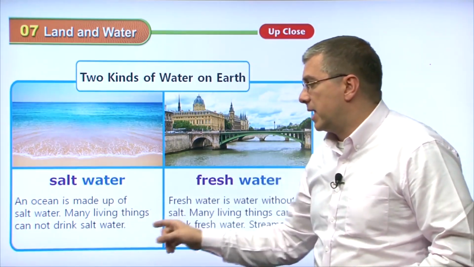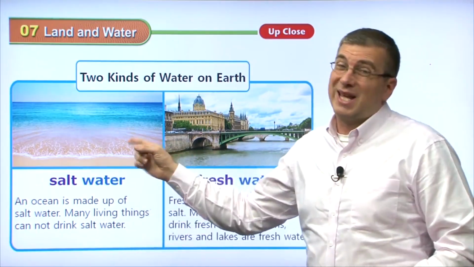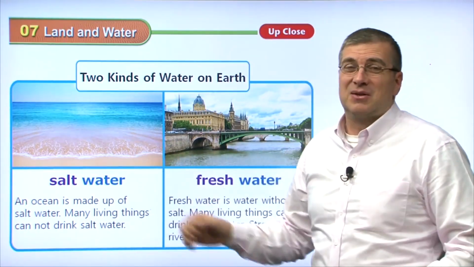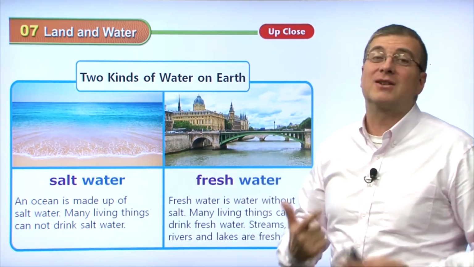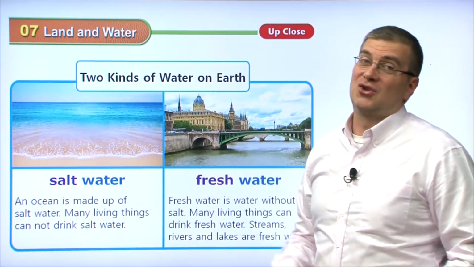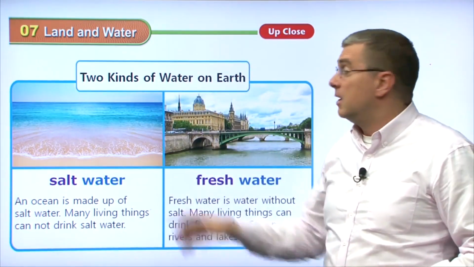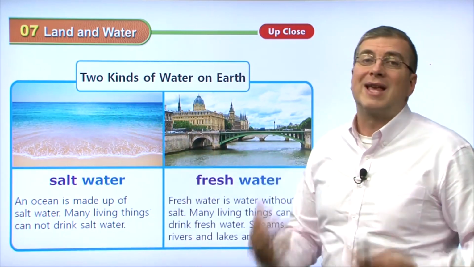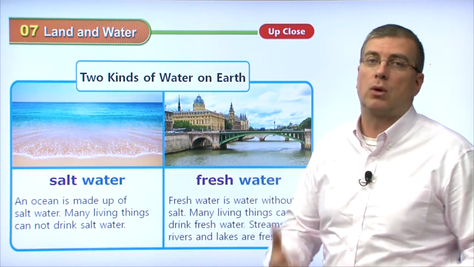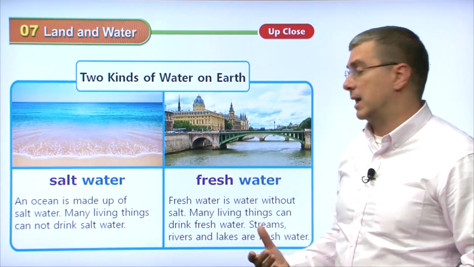Now, many living things cannot drink salt water. If we go to the ocean, we can't drink this water. It'll taste bad, and it will make us sick. So we can't drink salt water, and we shouldn't drink salt water. We can play in it, we can swim in it, we can dive and look down in it. Fish live in it. Coral grows in salt water, but we cannot drink it, and that's an important feature of salt water. However, fresh water we can drink.